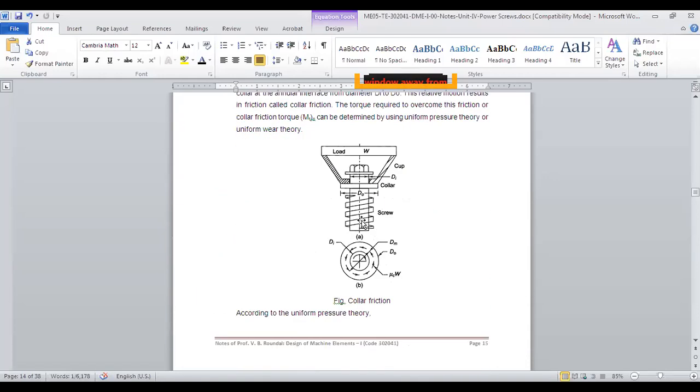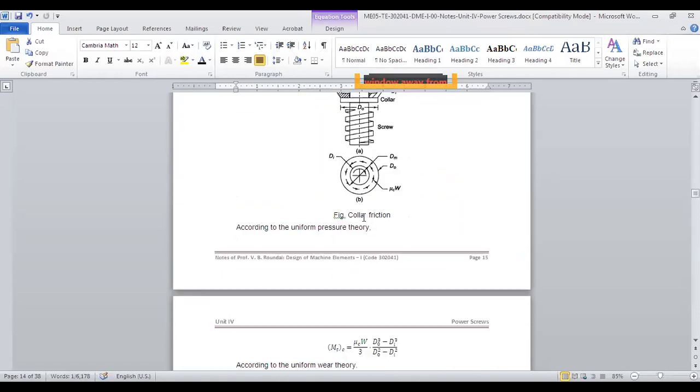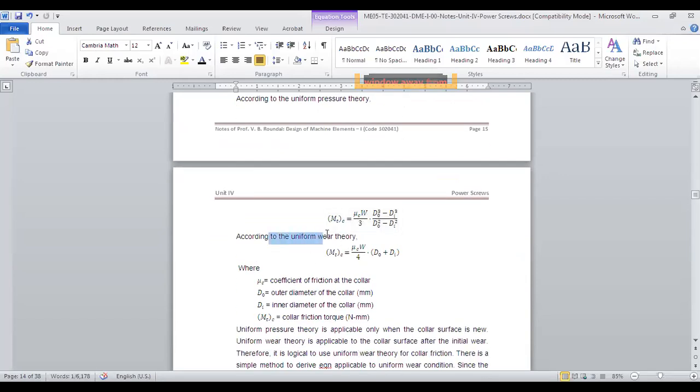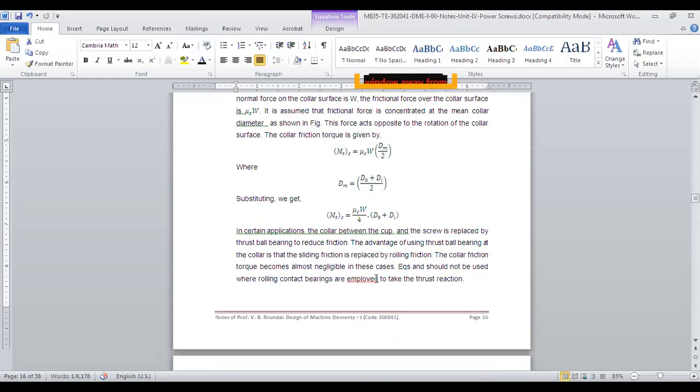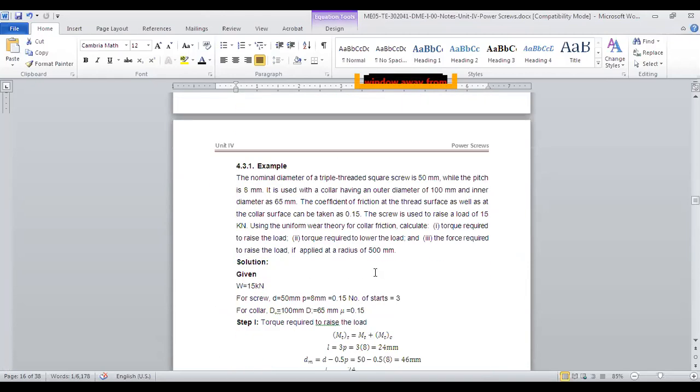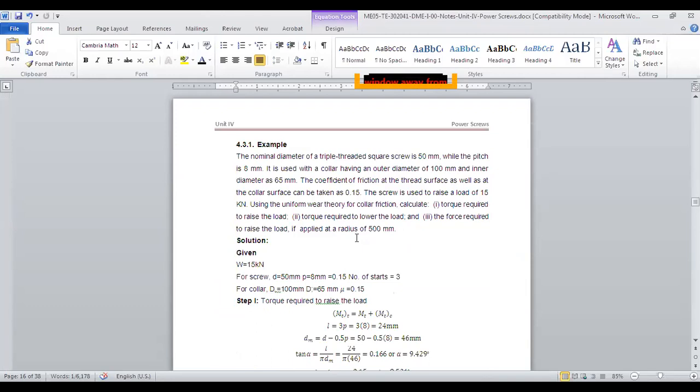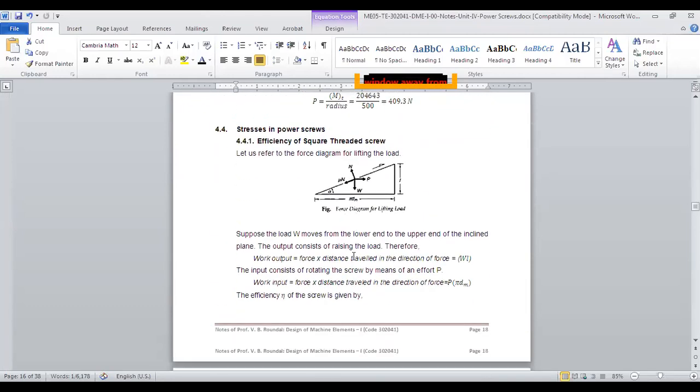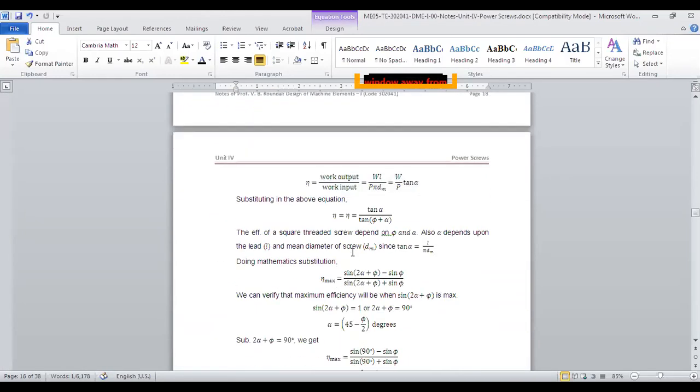So we have seen the concept of self-locking, then we have seen collar friction torque. We generally use the uniform wear theory. The collar friction torque is mu c into W upon 4 into (do plus di). We have just used that in a numerical. And then total torque is equal to MT plus MTC. Okay, we took a couple of numericals, and then we have seen the efficiency.